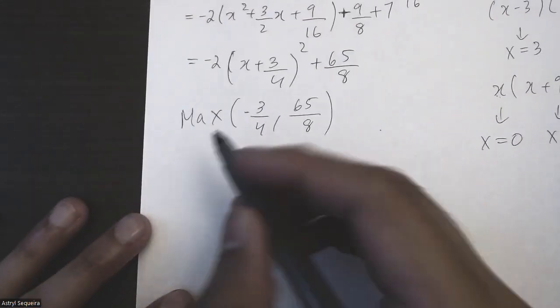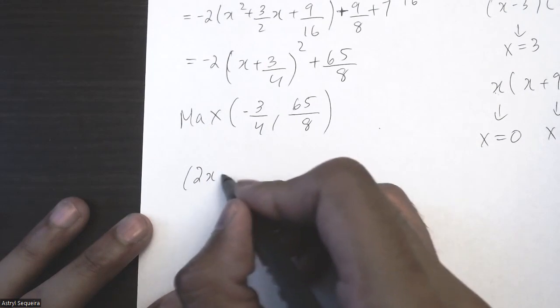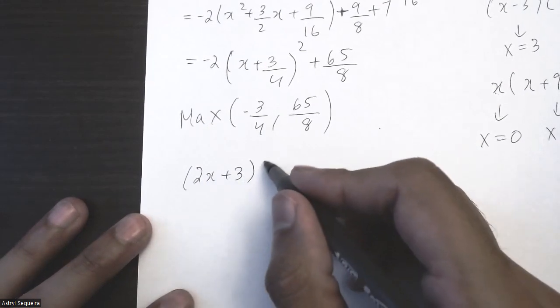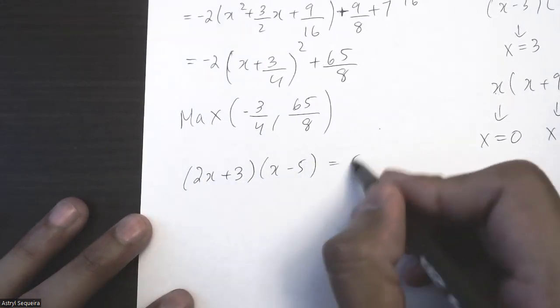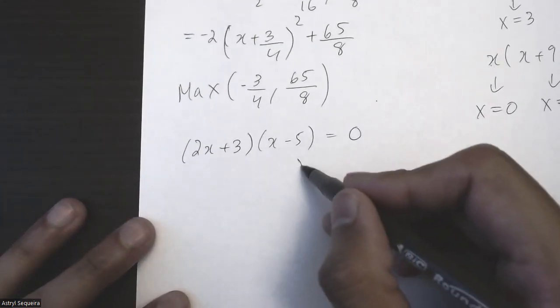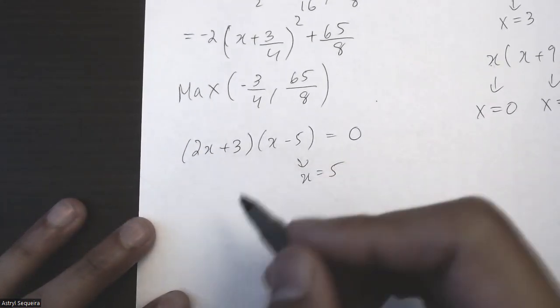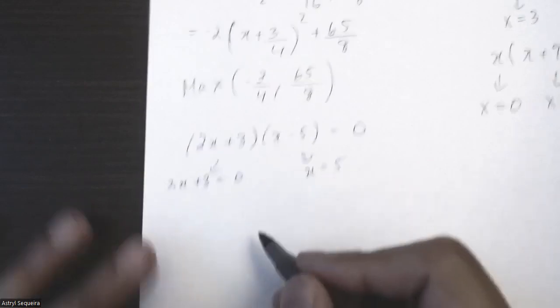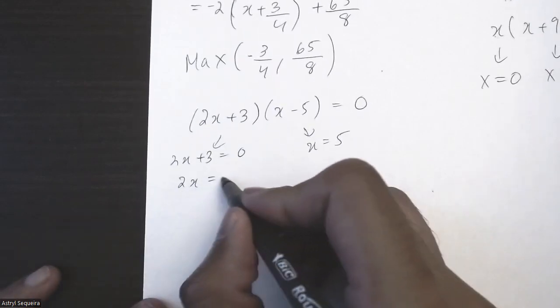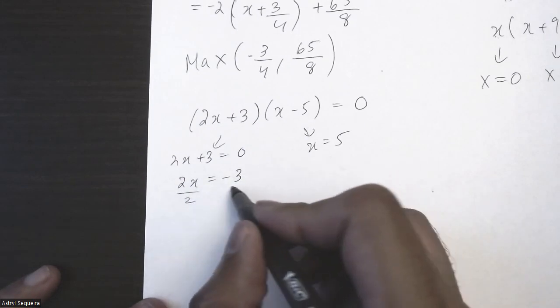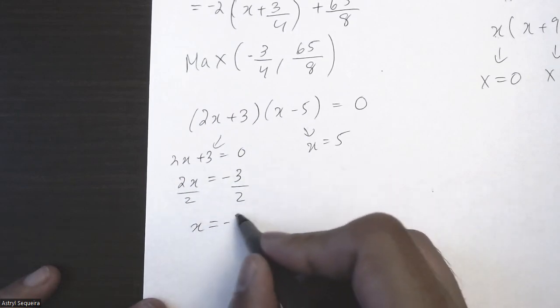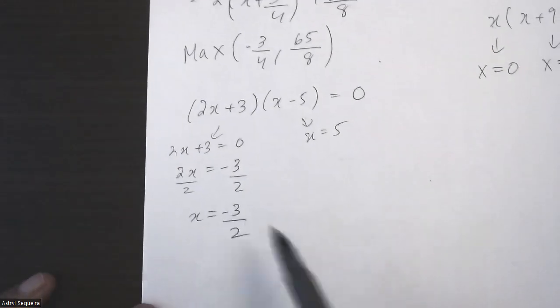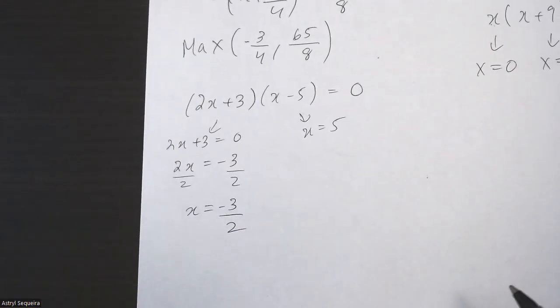How about if we get complex factors? So for example, (2x + 3)(x - 5) = 0. This one we know is just x = 5, but let's solve this one over here. So 2x + 3 = 0, 2x = -3, then divide by 2, so x = -3/2. So now our solutions become fractions when we have complex factors.